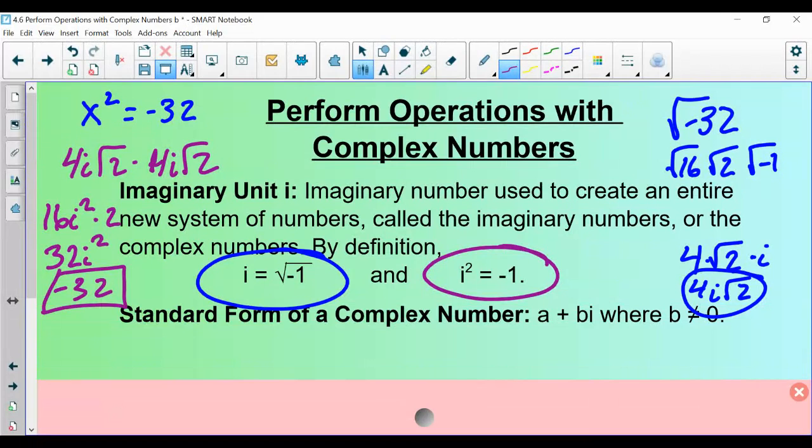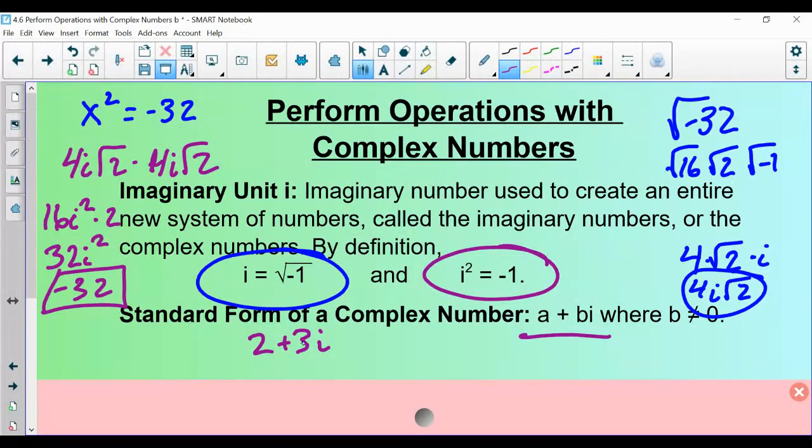Let's take a step back, though. What is an imaginary number? Imaginary numbers are going to be written like this, a plus bi, where b can't equal 0. So it'll be something like 2 plus 3i. This is considered an imaginary number.